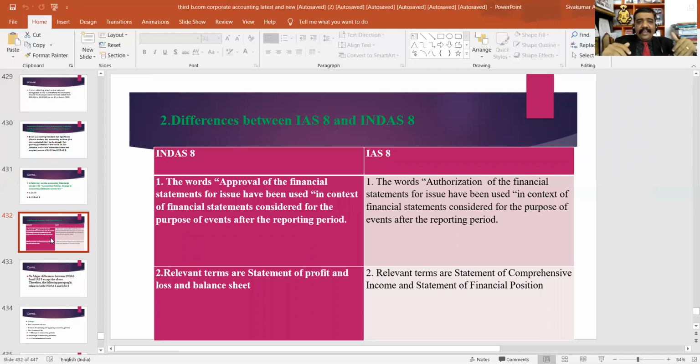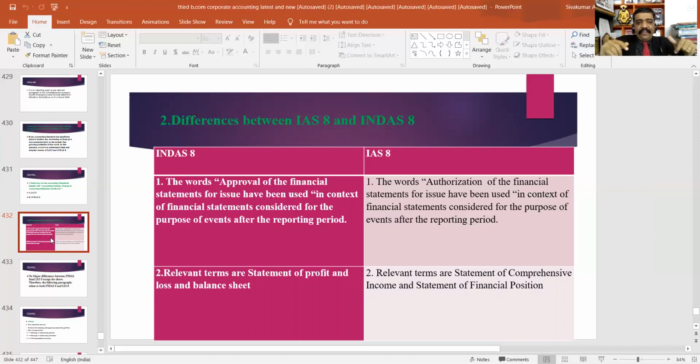The words approval of the financial statements for issue have been used in the context of financial statements in the case of INDAS 8. In the case of IAS 8, the relevant words are authorization of the financial statements for issue. So there is a difference in those words between INDAS 8 and IAS 8.